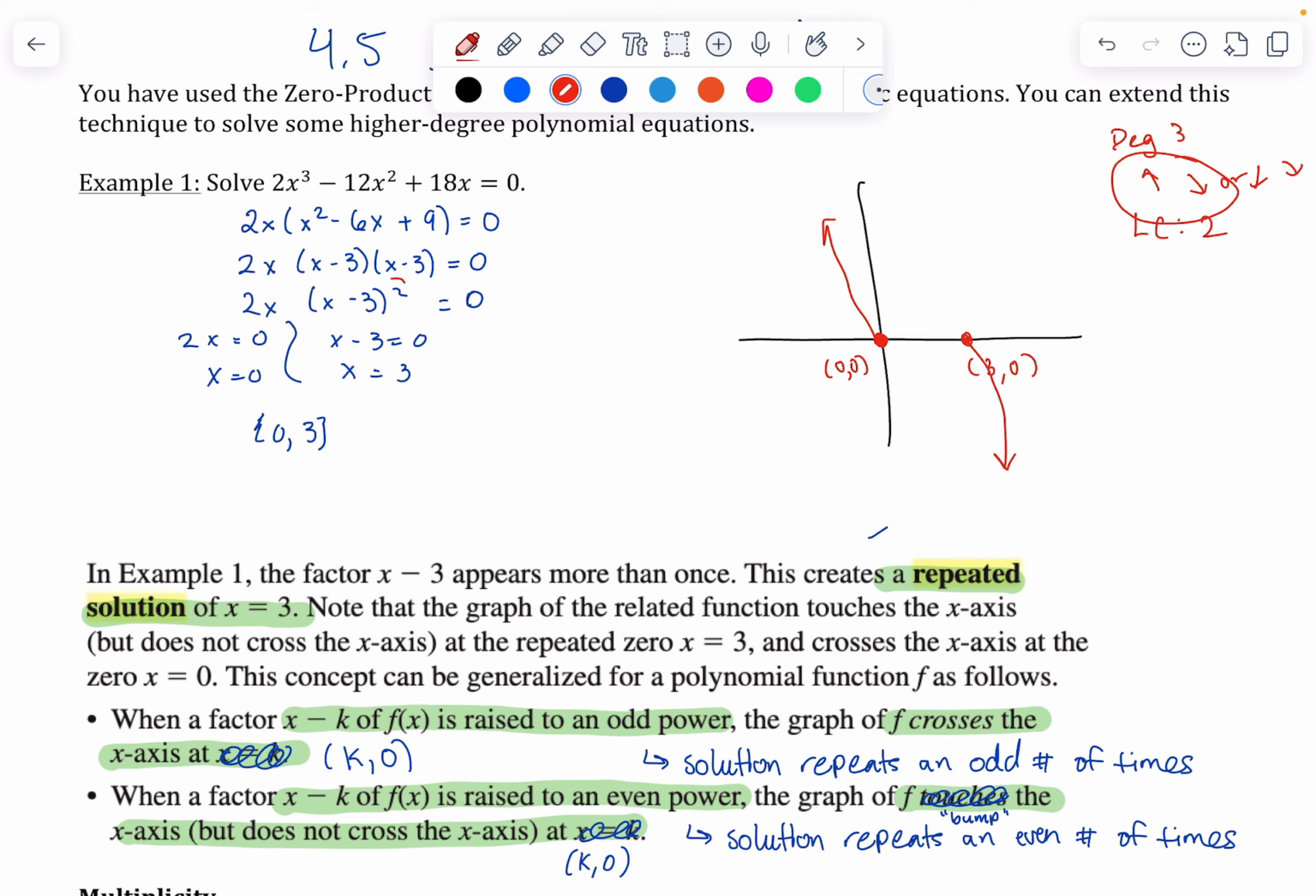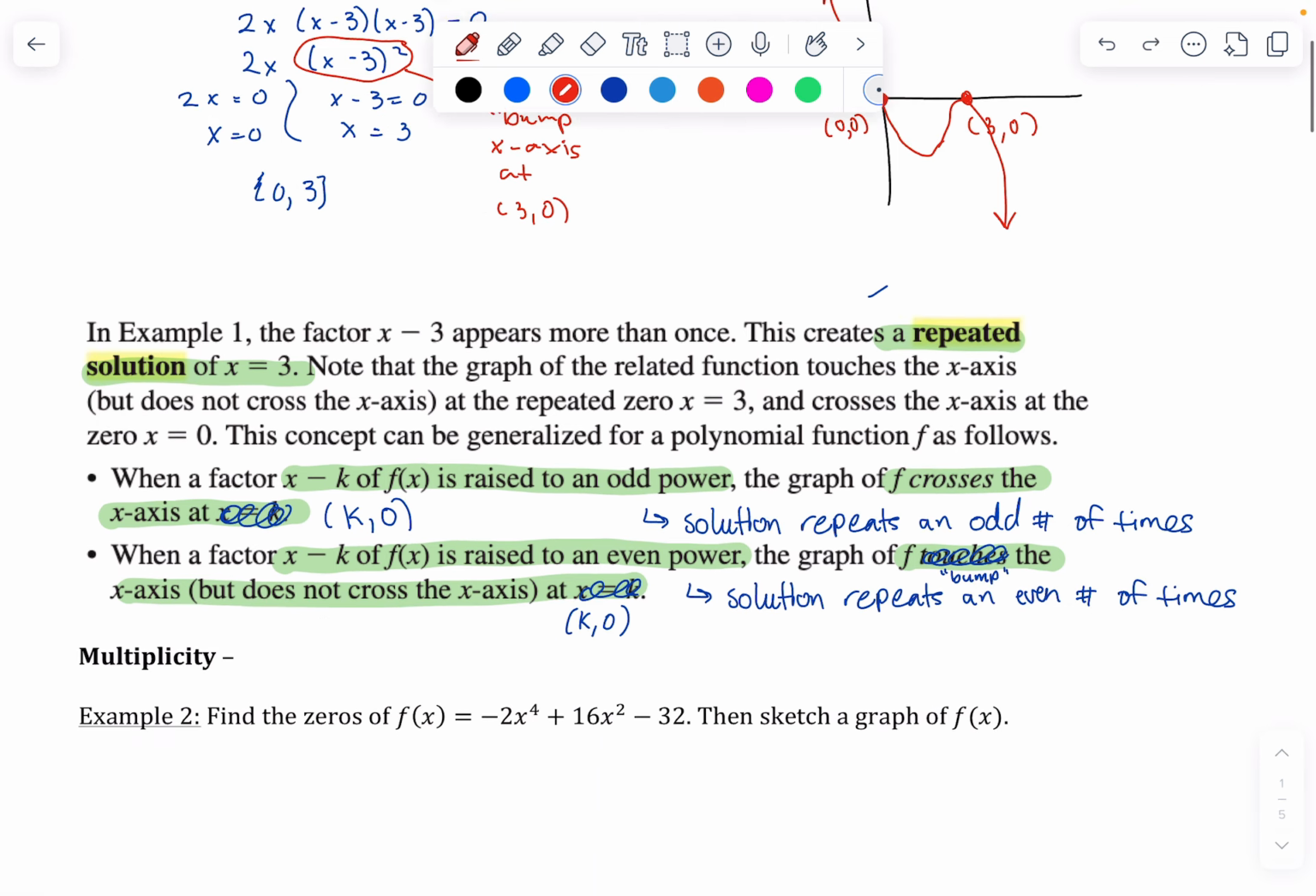Now because this factor x minus 3 repeats twice, an even number of times, we're going to bump the x-axis at 3, 0. So I'm going to bump, I'm not going to cross, and then I'm going to have to go back up. So something like that. I don't know how far down I was supposed to go, but this is just supposed to be a rough sketch. Okay? So that's basically what it means.